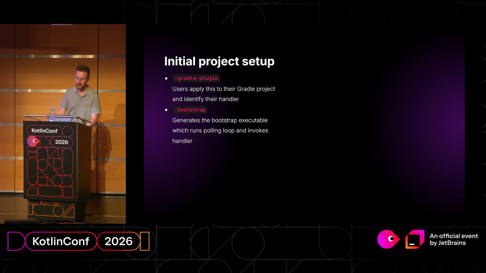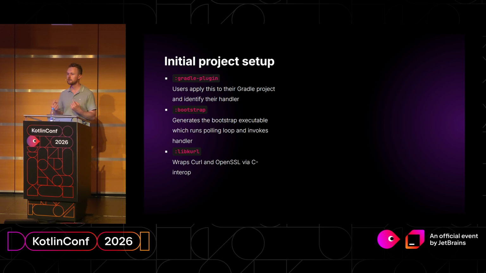Next, I would need a Bootstrap module. This would be the thing that would actually generate that pink box on the previous diagram, that overall executable that runs the polling loop and invokes the handler. And then finally, I need something for that HTTP connection. I need some sort of HTTP library that can communicate back and forth with the Lambda runtime.